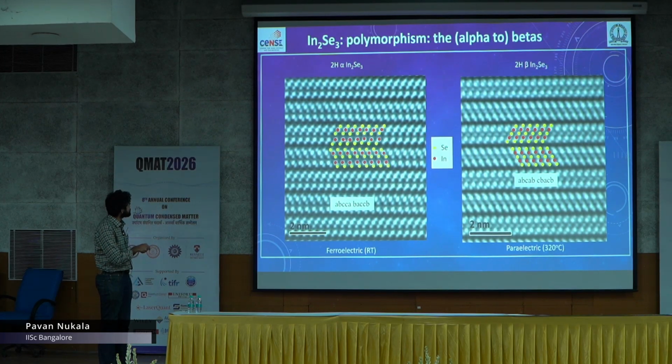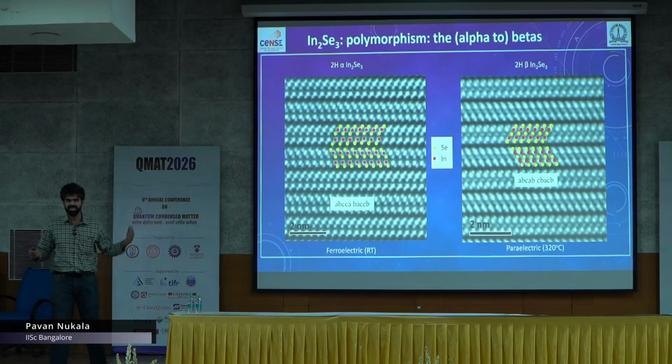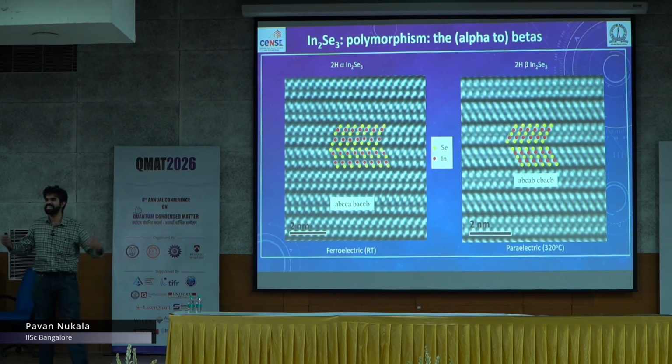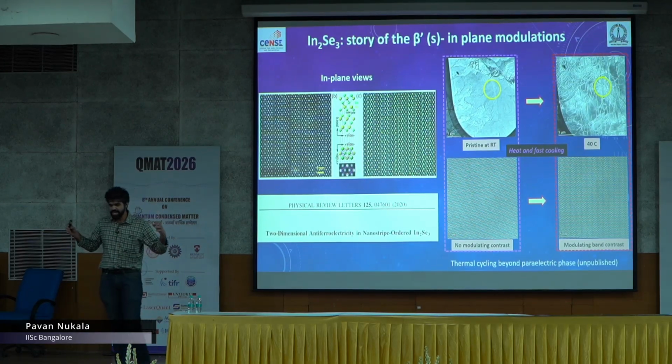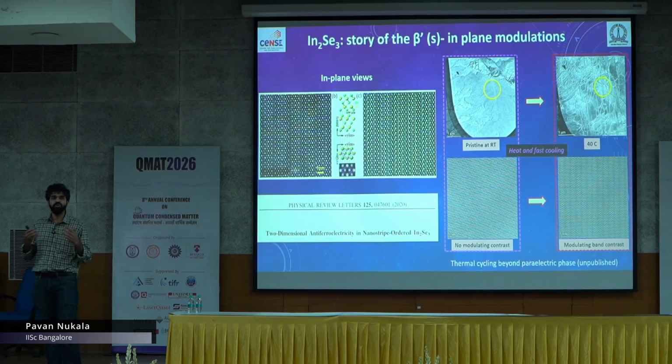There is a change in symmetry. You can see that there is an indium and selenium sitting right on top of each other. Here they are not sitting on top of each other. I get back this mirror plane and I kill the polarization, right? So this is a ferroelectric, or polar, to paraelectric phase transition that happens, and it's reversible. Now there are so many other phases. If people don't understand which phase it is, they call it a beta prime phase.